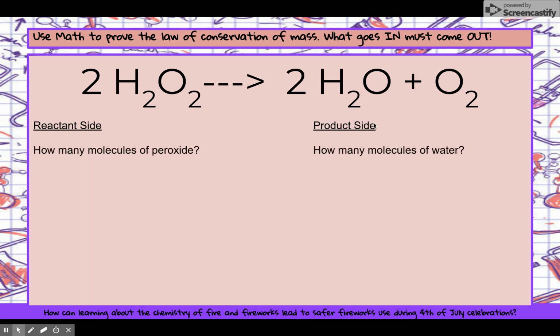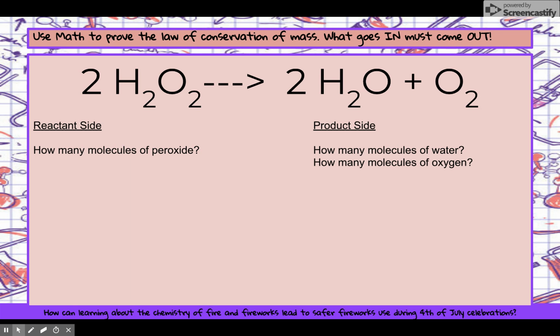So, see if you can figure out how many molecules there are of peroxide and how many molecules there are of water. If you need to pause the video to go back to the other slide, or to rewind to my previous slide, feel free to do that now. We also want to find out how many molecules of oxygen there are.